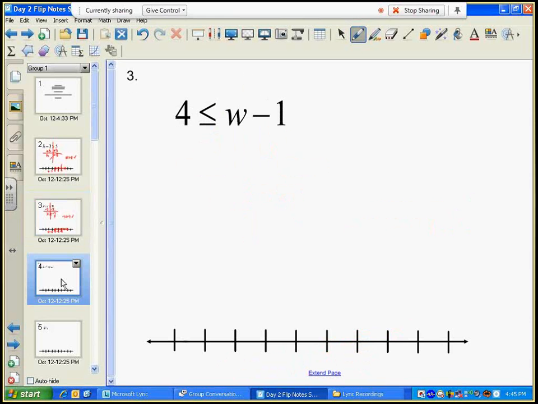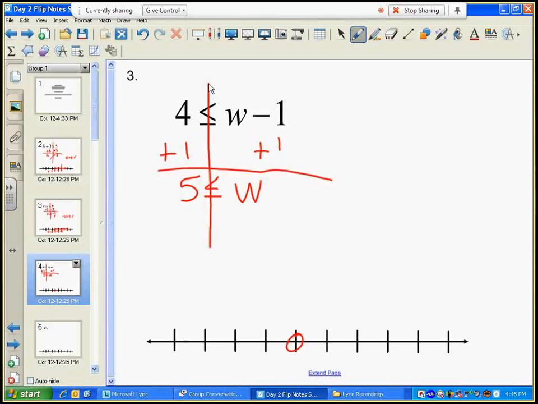4 is less than or equal to w minus 1. So I'm going to add 1 to both sides. I end up with 5 is less than or equal to, make sure you bring that inequality down, w. So I know that 5 is an endpoint, so I'm going to graph 5. And I know that 5 is included in my solution set because there's equality here as part of this statement. So that's included.